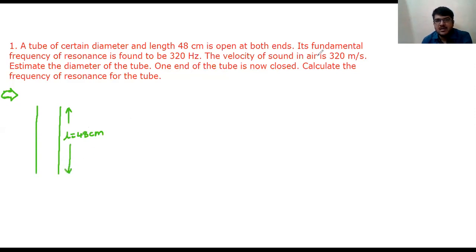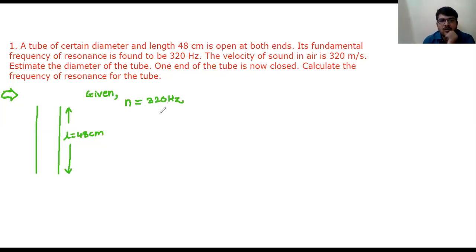Next, its fundamental frequency of resonance is found to be 320 hertz. It means another thing is given, that is fundamental frequency. So they have given fundamental frequency. So let us denote it by N. So N is your fundamental frequency. This is how much? 320 hertz. I am writing here given things. What he has given.